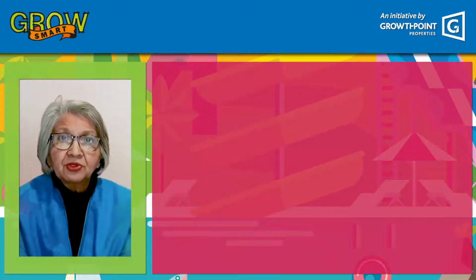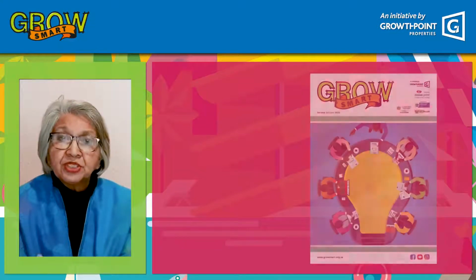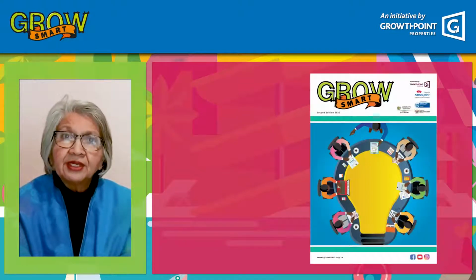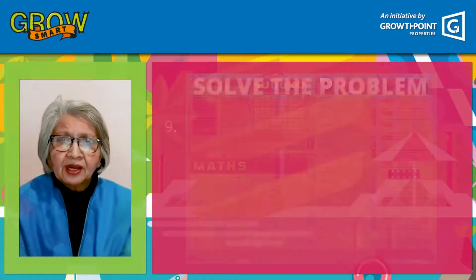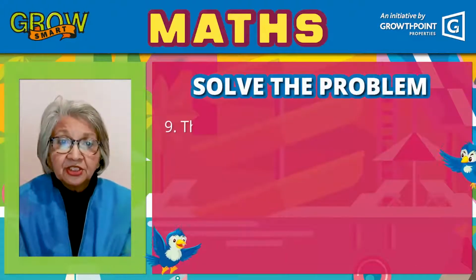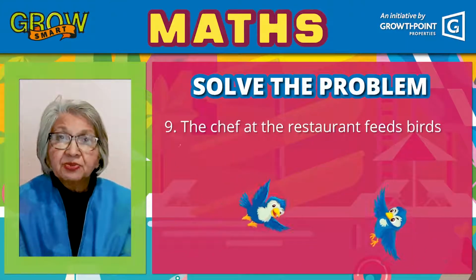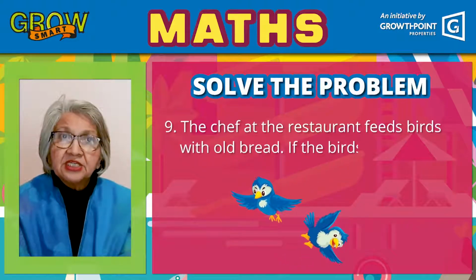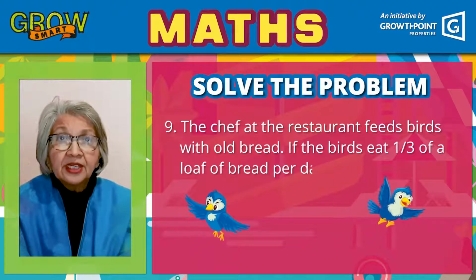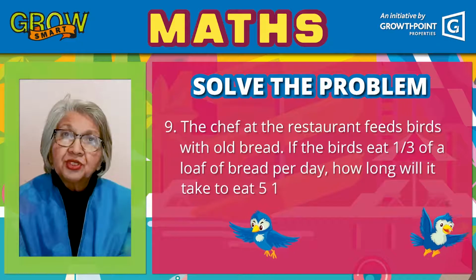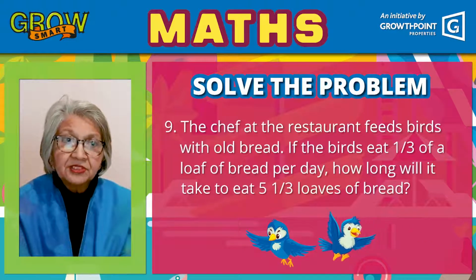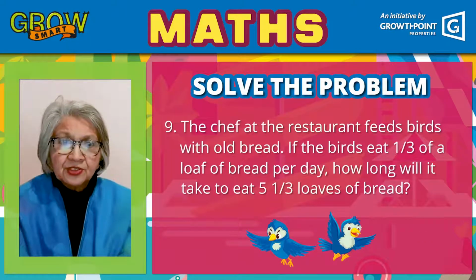Today's challenge is from the Growsmart newspaper, the 2020 second edition, and we're looking at number 9. Number 9 reads like this. The chef at the restaurant feeds the birds with old bread. If the birds eat 1/3 of a loaf a day, how long will it take the birds to eat 5 1/3 loaves?